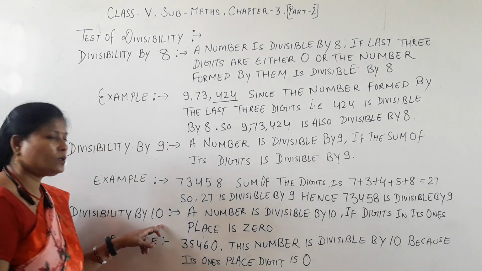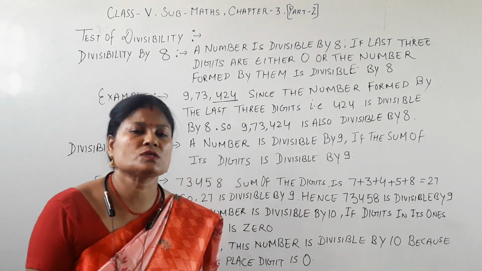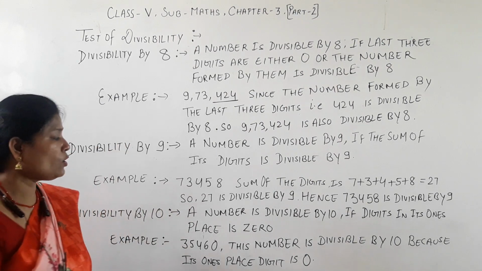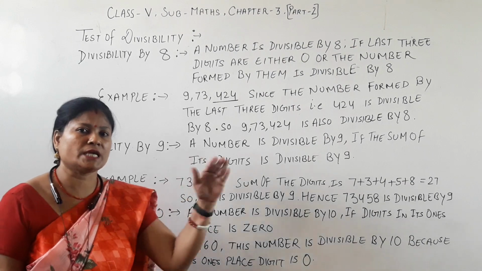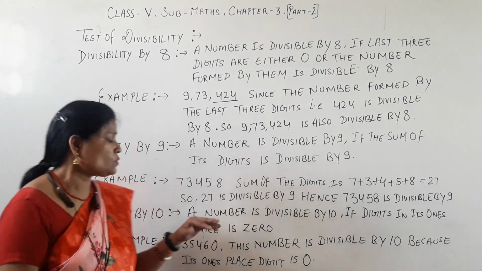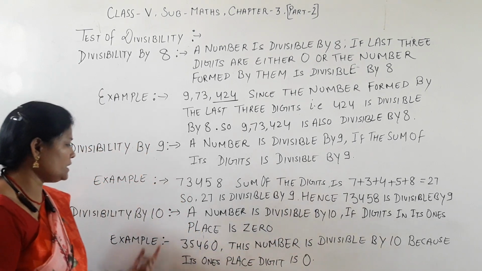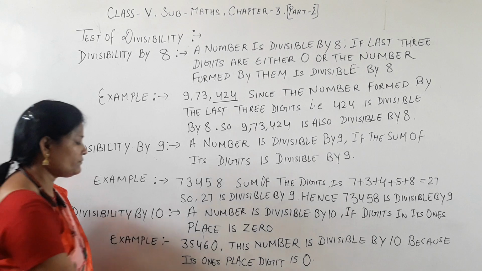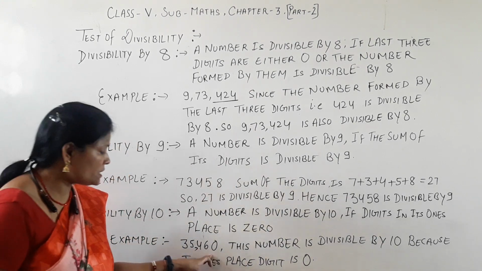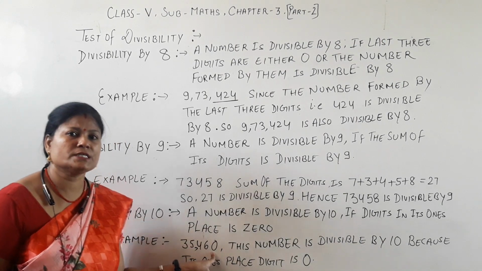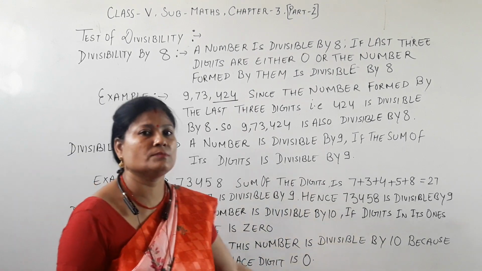Now, the divisibility rule of 10. See children, very easy rule. Why is it easy? Because when we speak the table of 10, only 0 comes at the ones place. Means the table of 10 is 10, 20, 30, 40, 50 like that. So the ones place digit is 0. Of course, if its ones place digit is 0, it is divisible by 10. See one example, I have taken 35,460. In this number, the ones place digit is 0. So we can say that this number is divisible by 10.